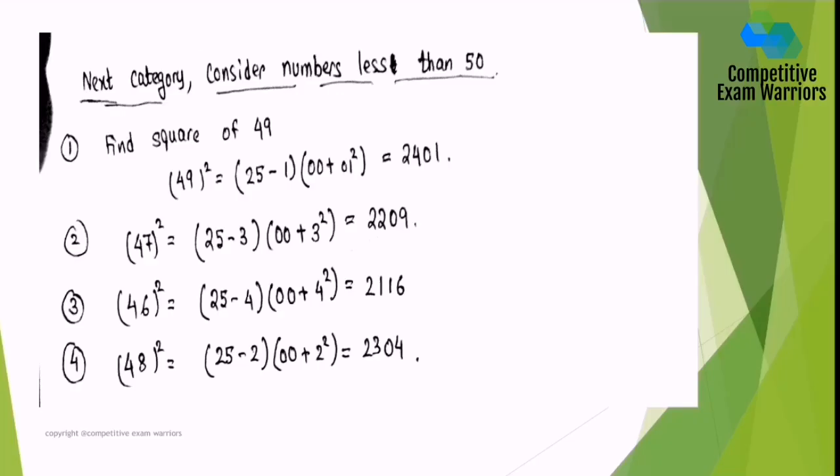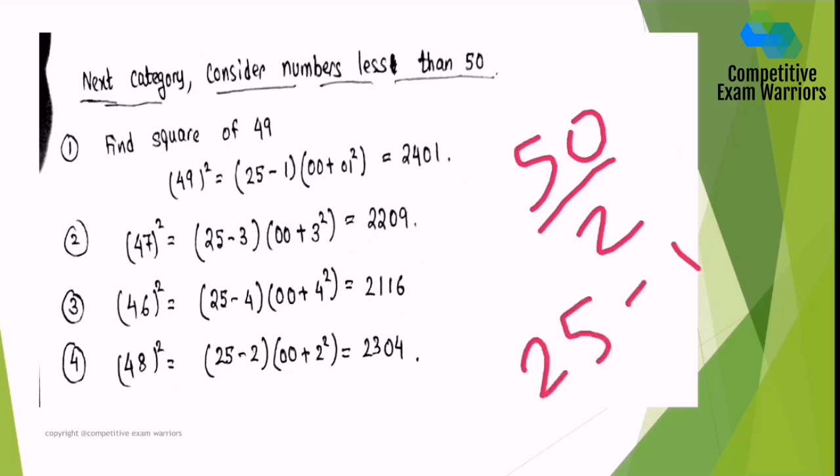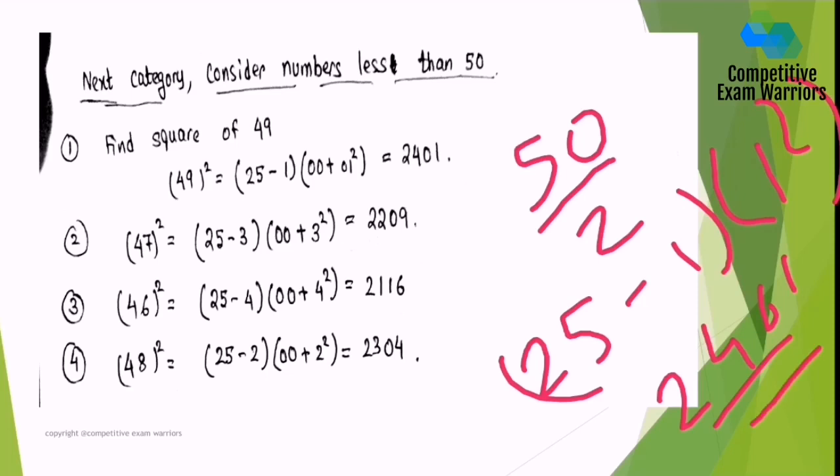Now coming to the next category, where the numbers are less than 50. The earlier category was greater than 50, now this is less than 50. You need to find the square of 49. How will you find it out? 49 square. Always remember 50 by 2, that is 25. It's 1 less than 50, so you write 25 minus 1, and next it will be 0 0 plus 1 square. Since it is 1 less than 50, 0 0 plus 1 square. So the answer will be 2401.